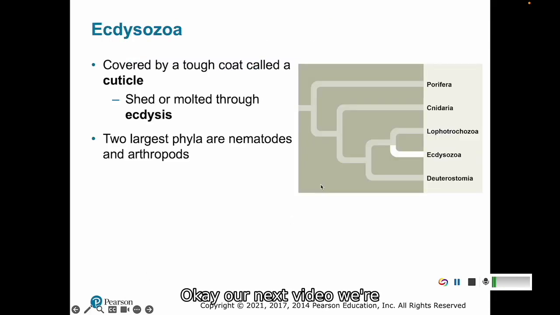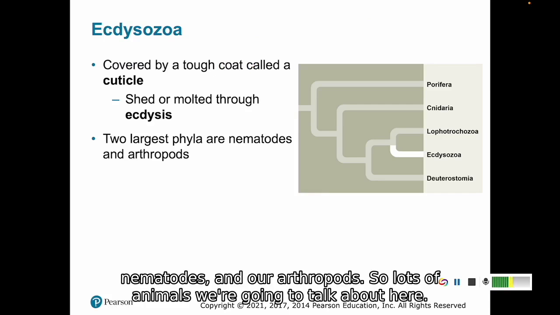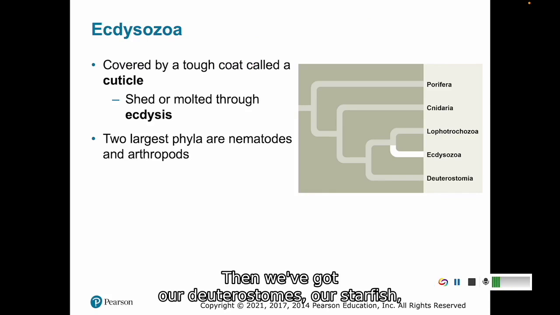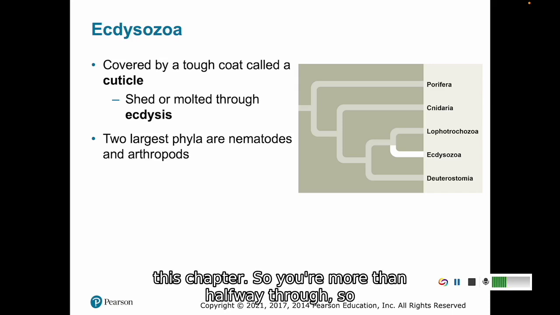Okay, our next video we're going to pick up with our ecdysozoans. This includes our nematodes and our arthropods. So lots of animals we're going to talk about here. Then we've got our deuterostomes, our starfish, and that will be the end of this chapter.